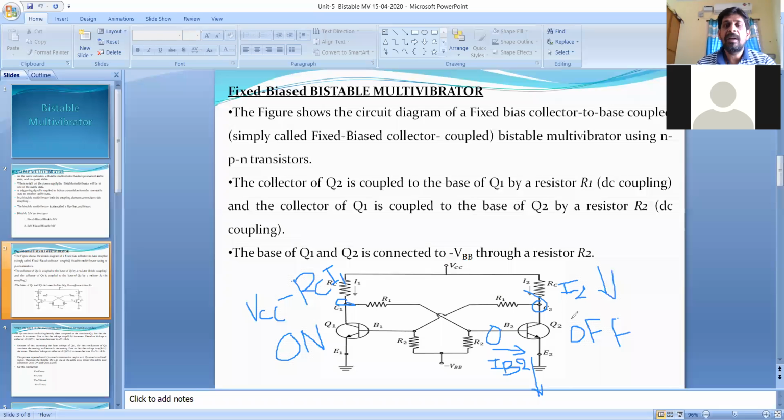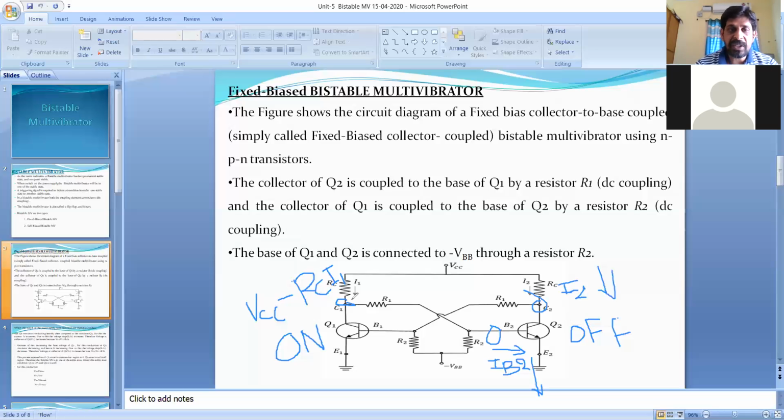This is nothing but, therefore, this is in a stable state. Once after a certain time, because it will take a fraction of time to enter into the saturation region and cutoff. Initially, once you turn on the power supply, both transistors try to conduct. Due to internal parameters, one current may be high, one current may be less. Whichever current is high, that collector goes into the on state, the other collector goes into the off state.